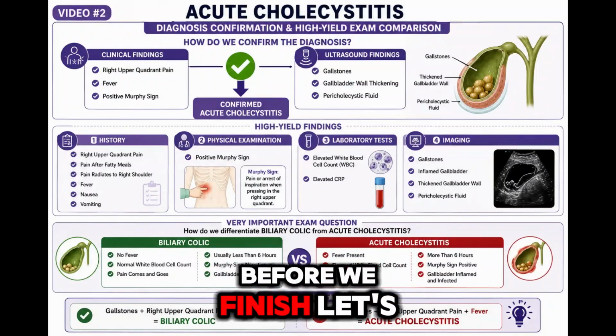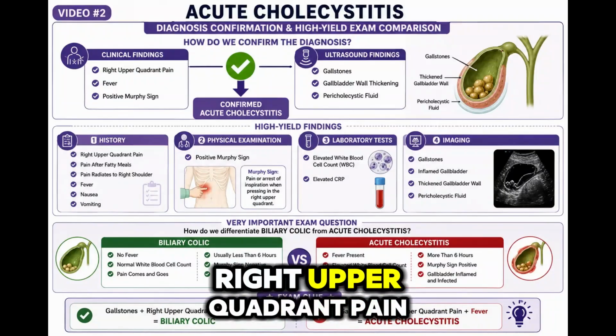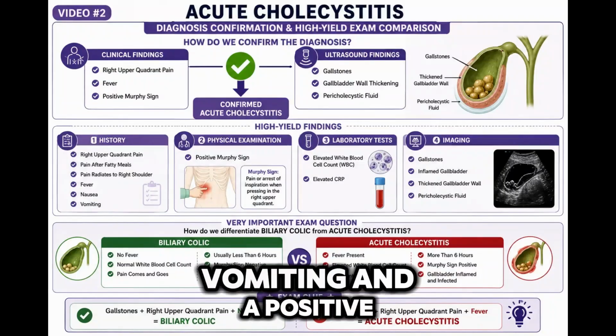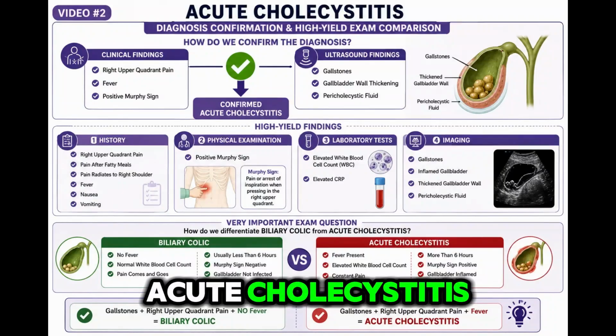Before we finish, let's review the one-line diagnosis. A patient with constant right upper quadrant pain after a fatty meal, fever, nausea, vomiting, and a positive Murphy sign is highly suggestive of acute cholecystitis.